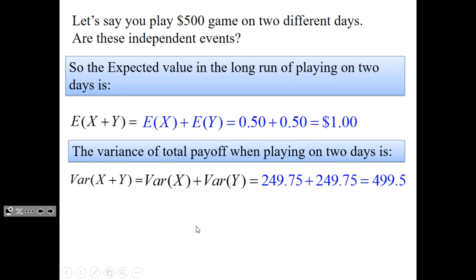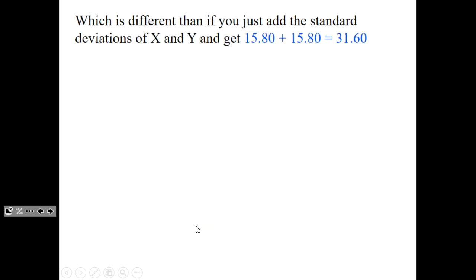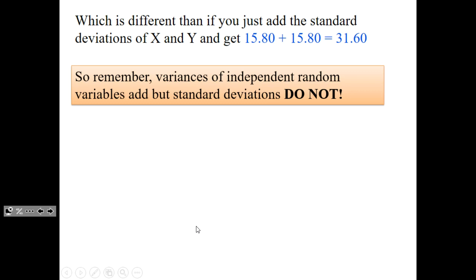If I give you a problem where something was done twice, you can't just do 2 times. It won't work, especially not for variance. For the standard deviation of X plus Y, you take the standard deviation of that sum, $22.35. That's different. You can't just add them together; if you add them you get $31.60, and that's not the answer. You cannot add the standard deviations. You can add variance, you cannot add standard deviations. Remember, the variances of independent random variables add. The standard deviations do not add.